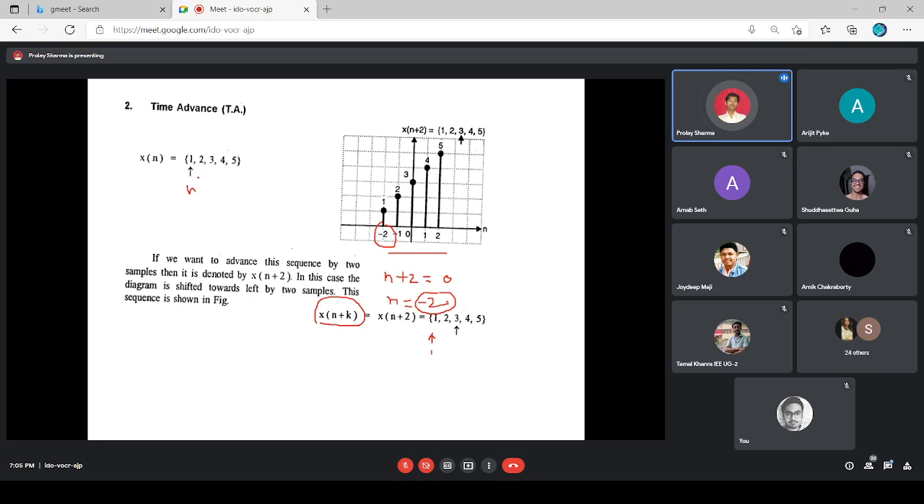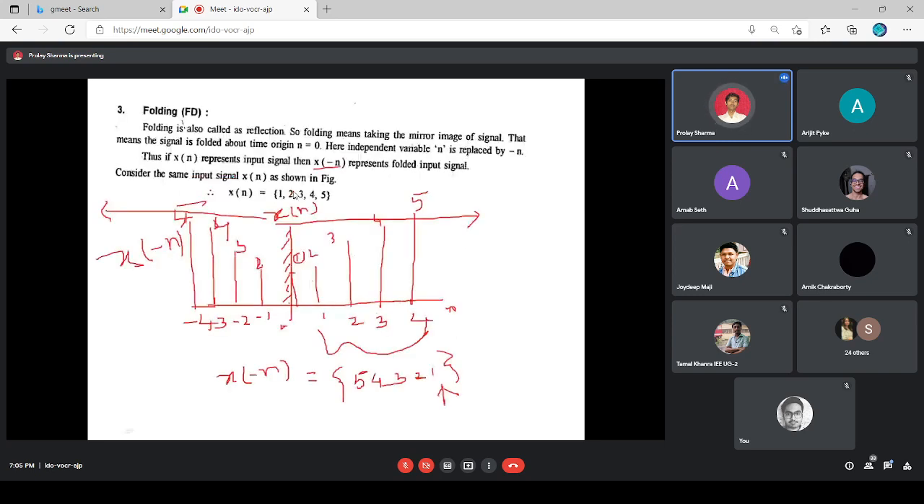So now it is the original signal, n equal to 0 is there. The signal is shifted towards this. Now the signal starts from minus 2. This is minus 2, this is minus 1, this is 0. This is called time advance.